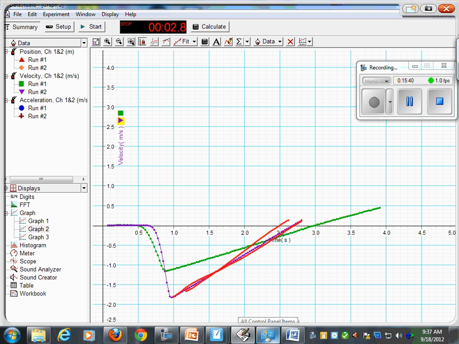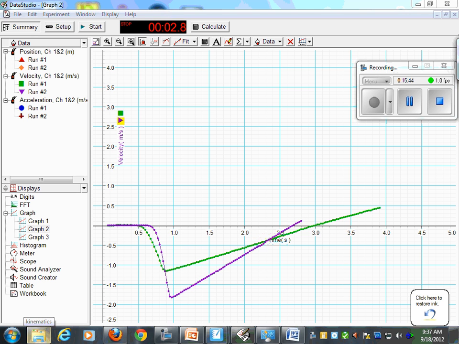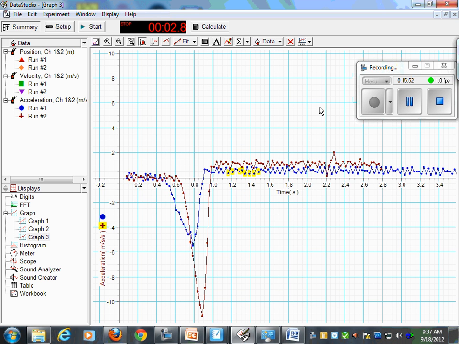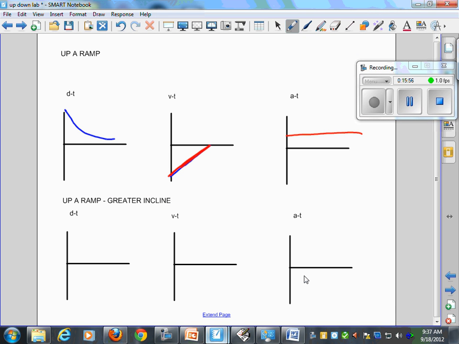So there's your velocity time graph, and the acceleration time graph should be, let me see if I can find it. There it is there, right? The red one is slightly above. Okay, so if you were to draw those, it would be, right, much steeper, and higher up.